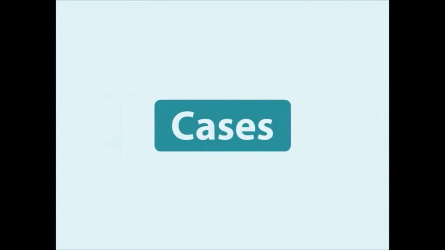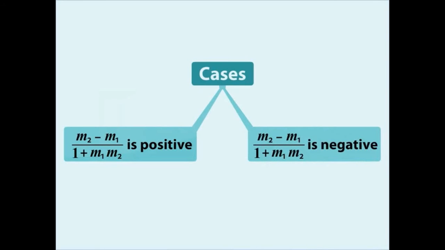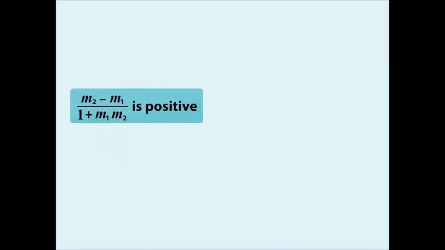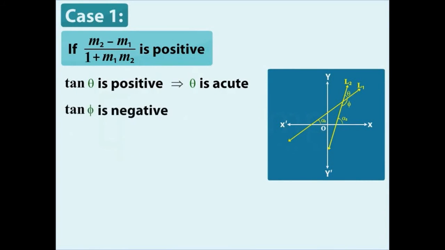Let us now consider two cases: when (m2 minus m1) over (1 plus m1 into m2) is positive, and when it is negative. Let us consider the first case. In this case, tan theta is positive, so theta will be an acute angle. And tan phi is negative, therefore phi will be an obtuse angle.